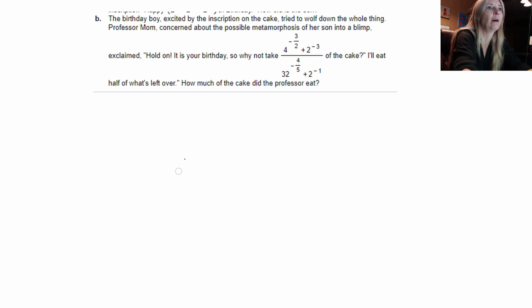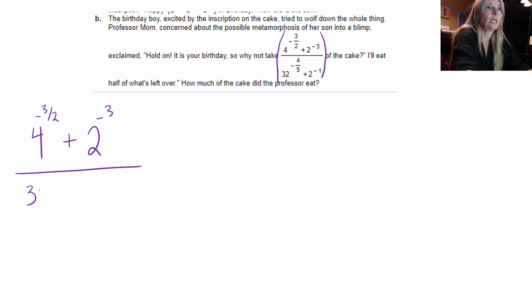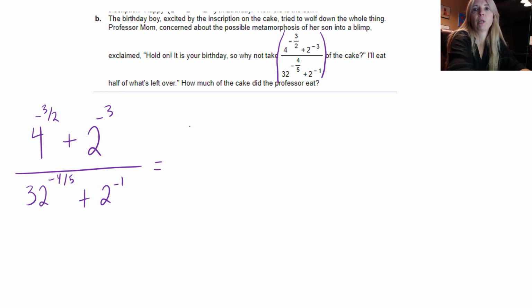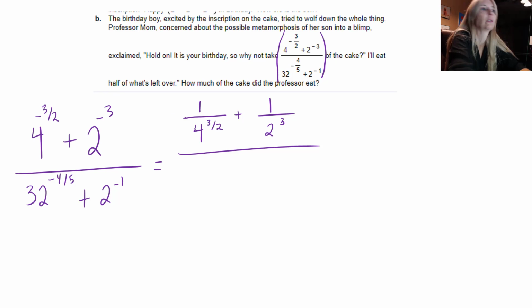So let's first figure out what portion he ate. All right, so we have 4 to the negative 3/2 power plus 2 to the negative 3 all over 32 to the negative 4/5 plus 2 to the negative 1 power. Now what I would do is first make all of these exponents positive. So remember how you do that? You do 1 over 4 to the 3/2 and then plus 1 over 2 cubed. So all I'm doing is moving the exponents to the denominator.